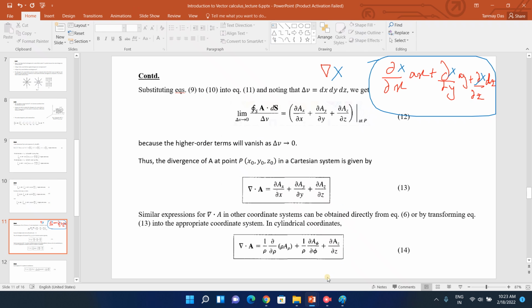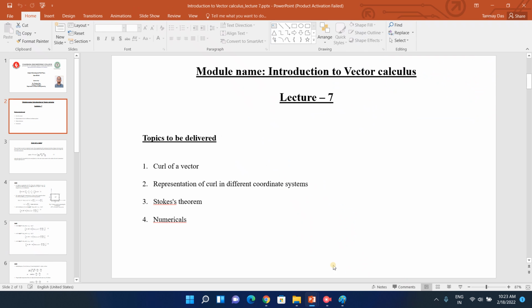Okay, this is just the mathematical portion, so I am skipping this part.